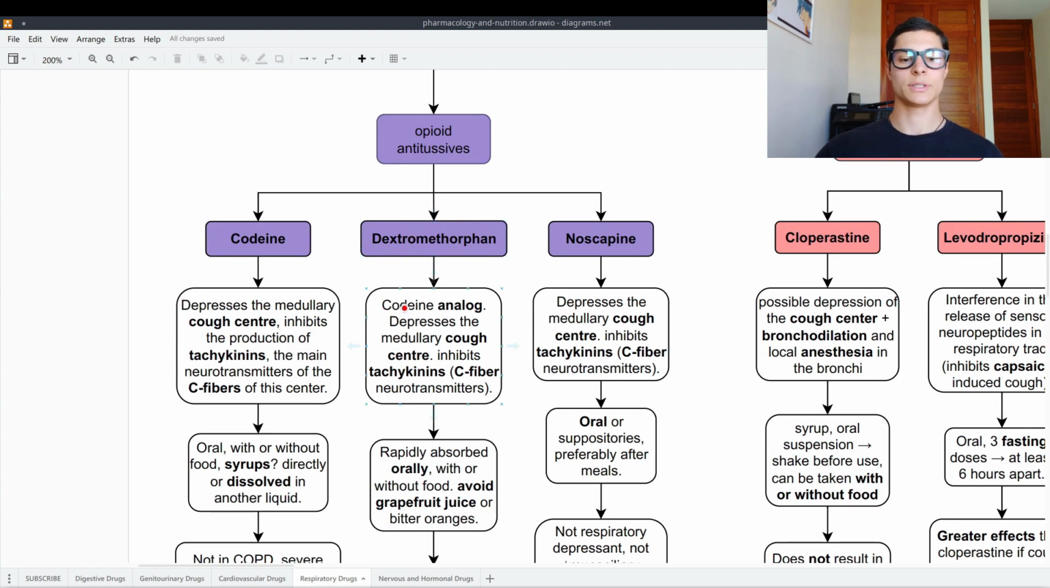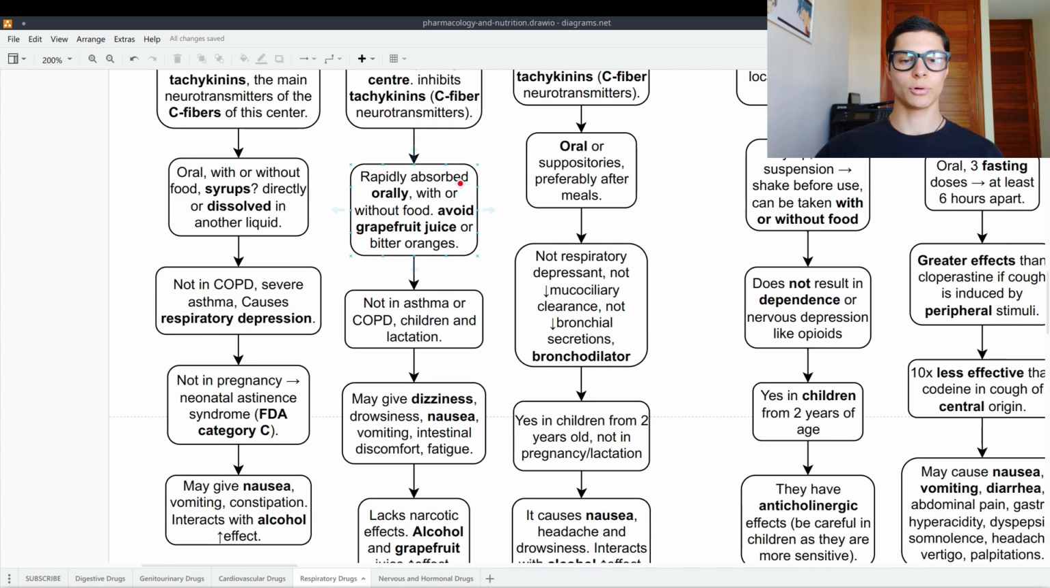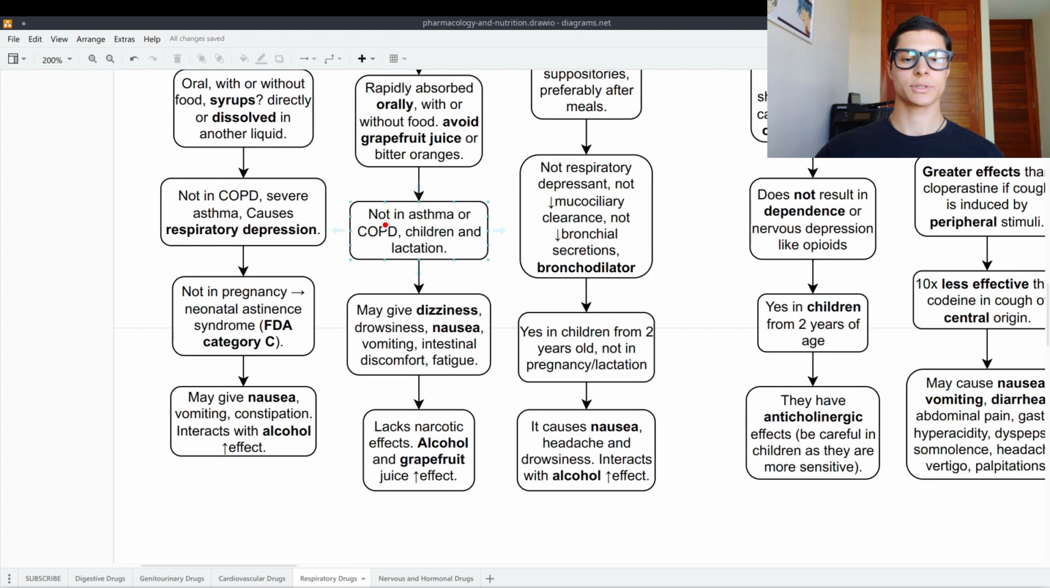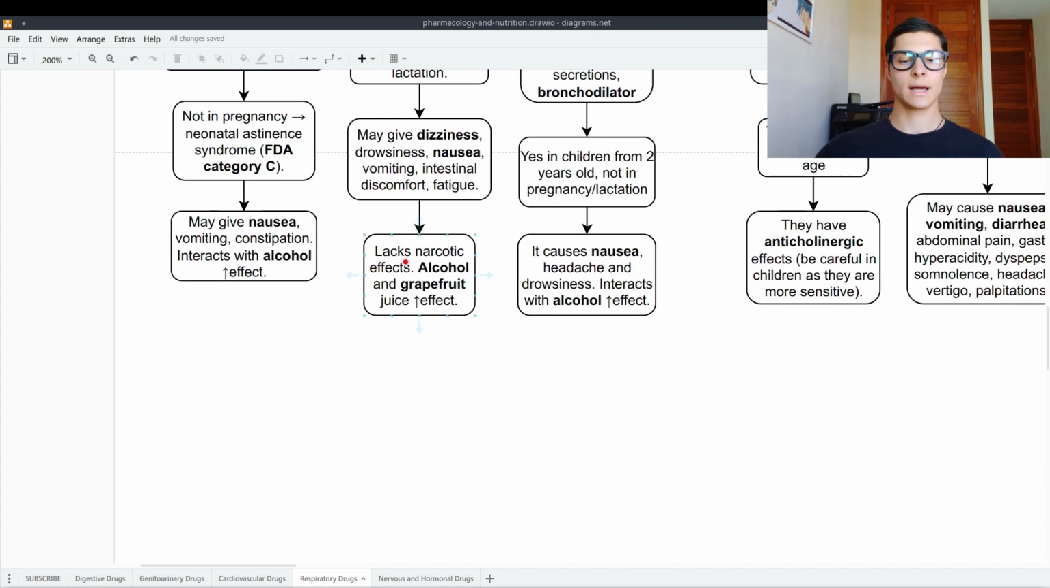Then the dextromethorphan, which is a codeine analog, so guess what? It's going to do the same thing. Depresses the medullary cough center, inhibiting the tachykinins, which are the C fiber neurotransmitters. It is rapidly absorbed orally with or without food, and better to avoid the grapefruit juice or bitter oranges because of the cytochrome P450. Not prescribed in asthma or COPD, neither in children or lactation. It may give dizziness, drowsiness, nausea, vomiting, intestinal discomfort, and fatigue. It lacks the narcotic effects, so it differs from codeine, and the alcohol and grapefruit juice will increase its effect. Again, alcohol as in every one of them.